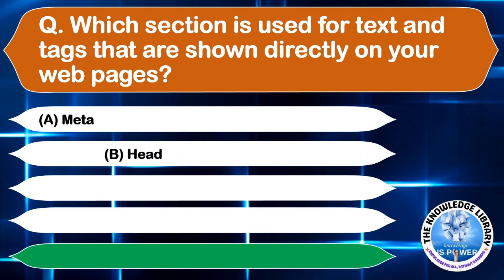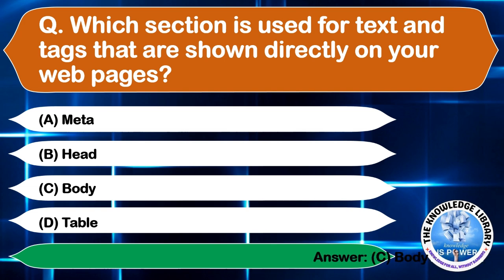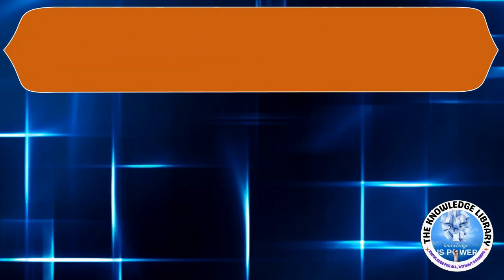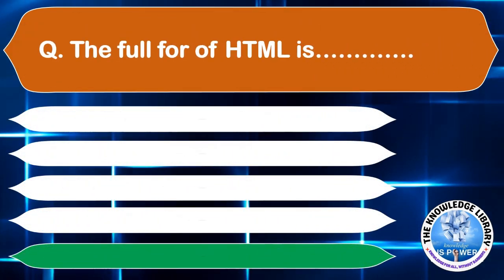The next question is, which section is used for text and tags that are shown directly on your web pages? Option A, meta. Option B, head. Option C, body. Option D, table. The correct answer is option C, body.